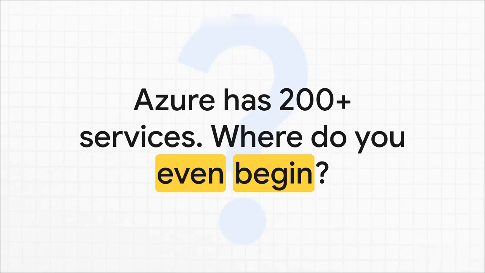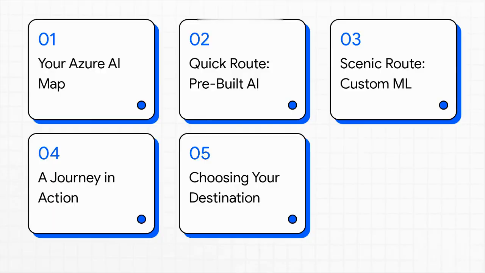If you've ever opened the Azure portal, you know exactly what I'm talking about, right? It's this universe of over 200 services. So when you want to build something smart, where on earth do you even start? It really can feel like you're staring at a giant map with no compass. But hey, no worries. Every good expedition needs a plan, right?